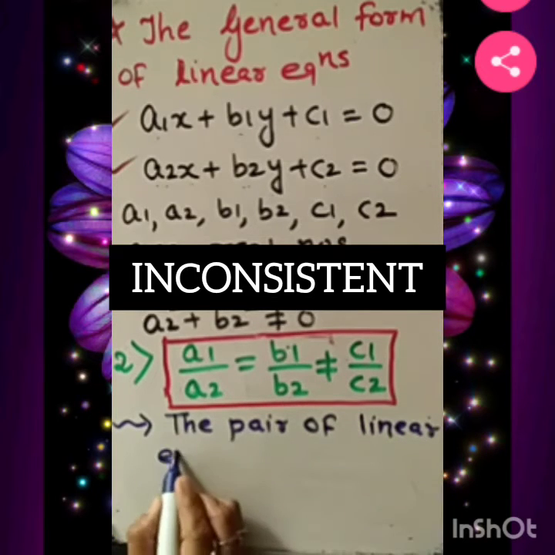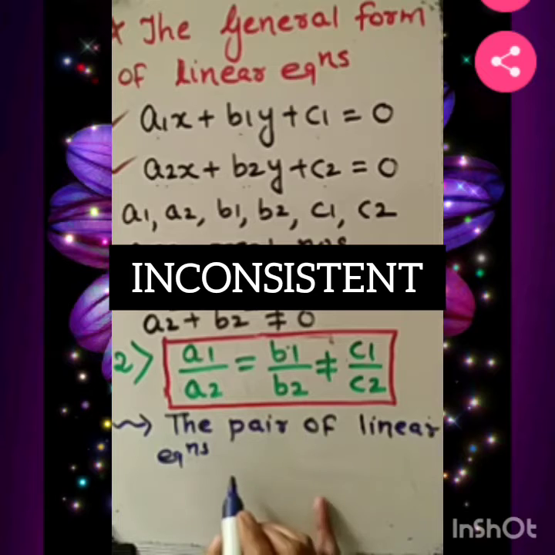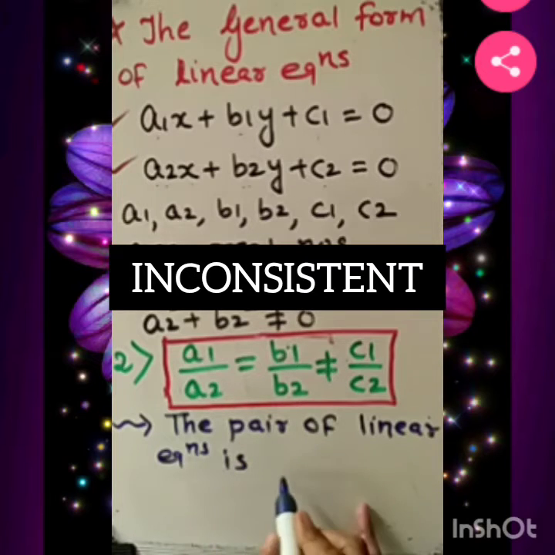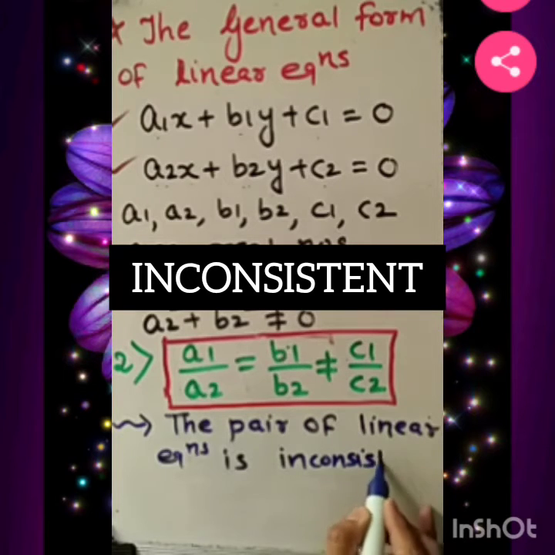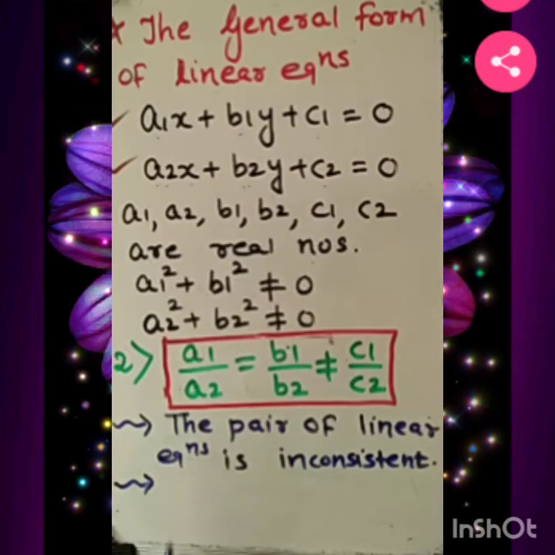The pair of linear equations is inconsistent. Another result which we gain through this: inconsistent, whenever we are having this type of result, not equal to. Observe here it is given not equal to.